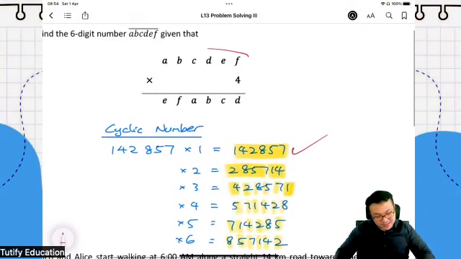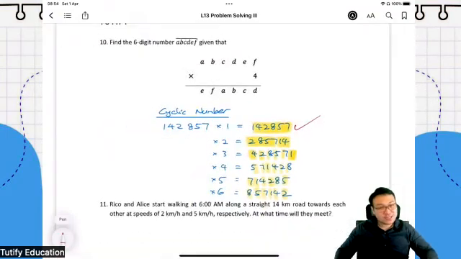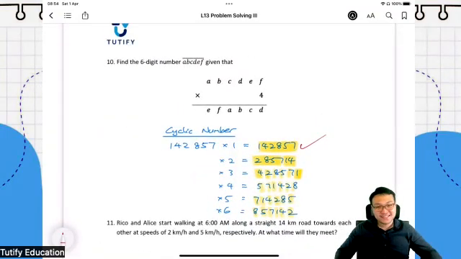Because when you take this and times 4, you get 142,857. Understand? It keeps on repeating itself. It is a cycle. You either know or you don't know. Don't need to waste time working it out.